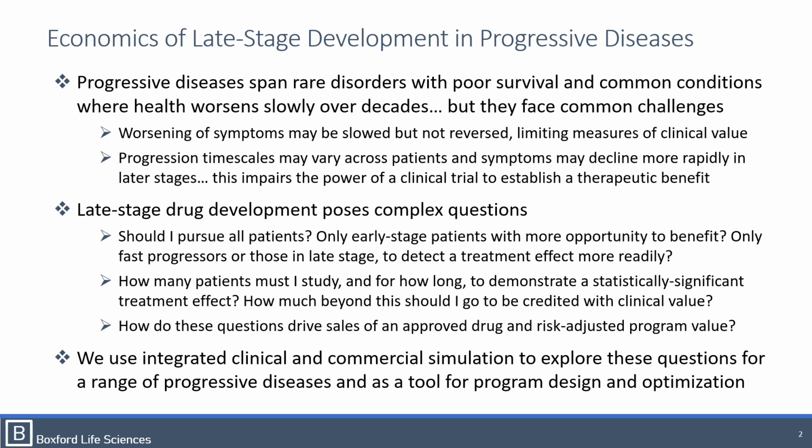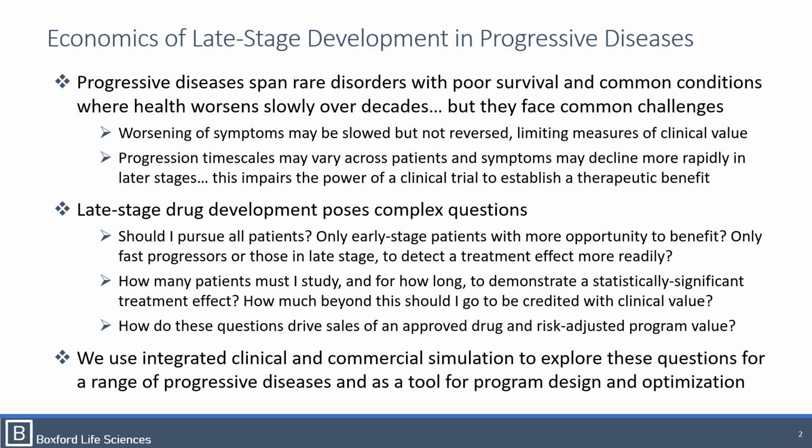One is that the drugs may slow but not reverse disease, limiting measures of clinical value and health technology assessments. Another is that progression timescales may vary across patients or across stages of disease, which would impair the ability of a clinical trial to detect a therapeutic benefit without stratification or things like prognostic control.